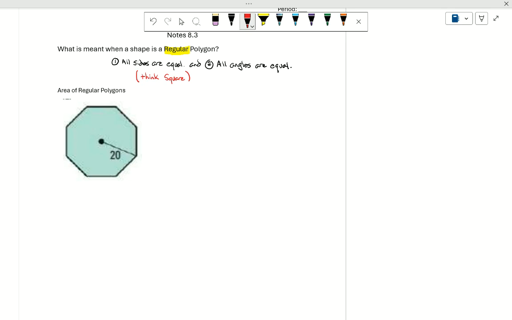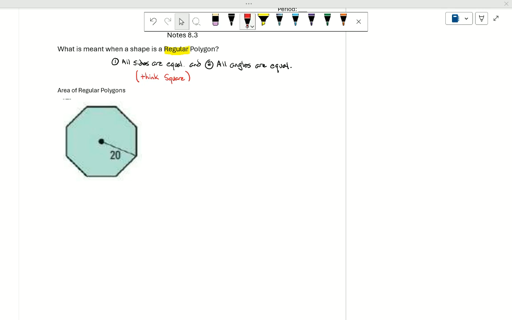All right. And what we're going to be doing today is finding the area, going over how to find the area of regular polygons. And you can see from our notes, we have two examples, one on each page. The reason why we only have one on each page is because these take a little bit of time to do. Okay. And we're going to work through them right now.